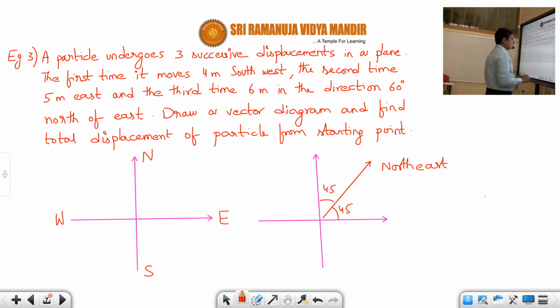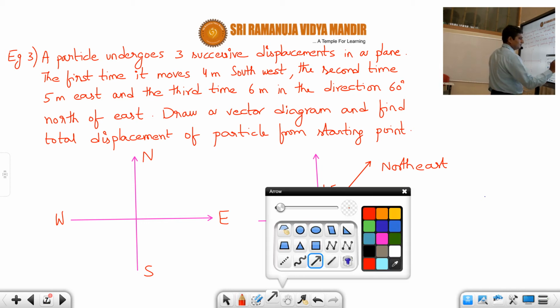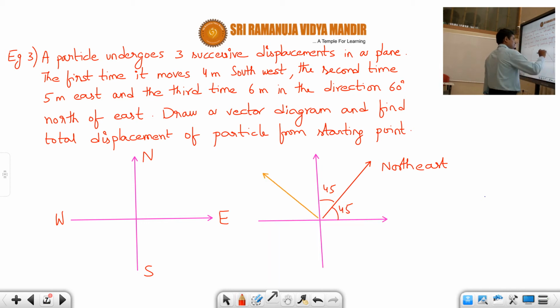Okay, and if they say northwest, students, this is called northwest, and here also the angle is 45. Whenever we say northwest, it means it is inclined equally to both the axes, both the directions, north and west. And similarly, suppose we have this one, students.